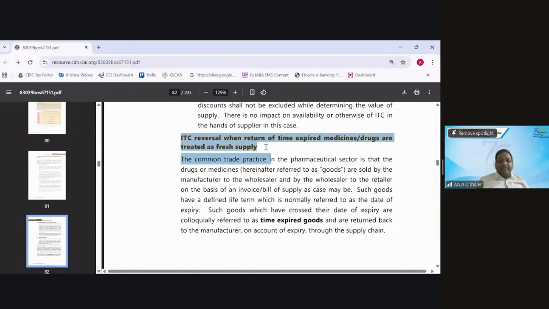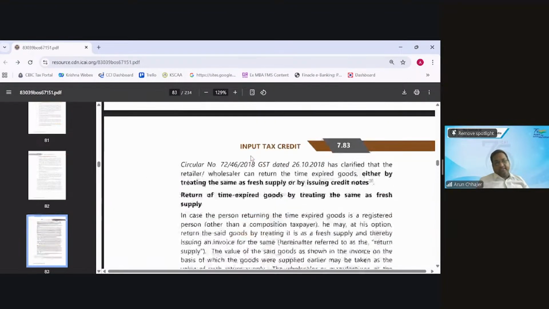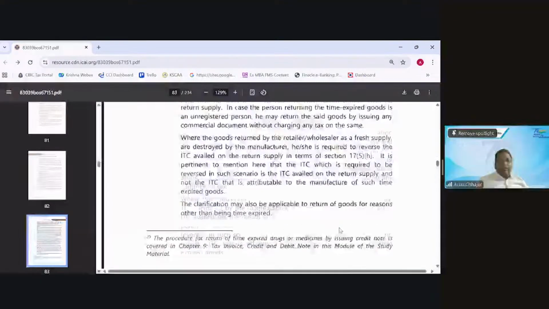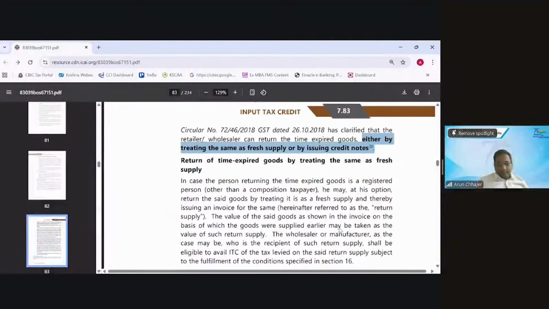Now ITC reversal on time expired medicine or drugs. This is circular 72. What is 20? Okay. A very important thing which is being discussed in circular 72 was this one.